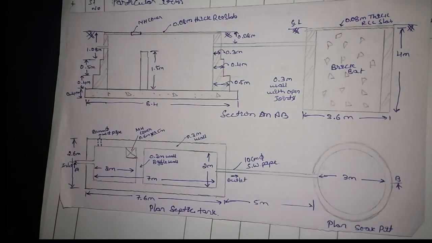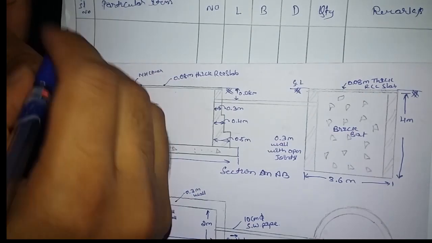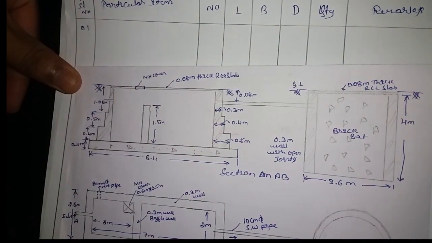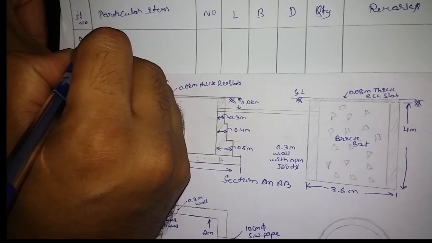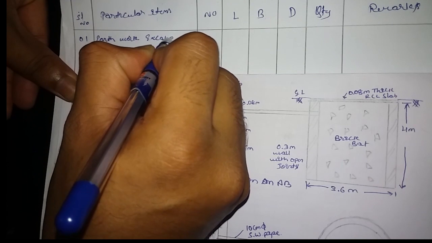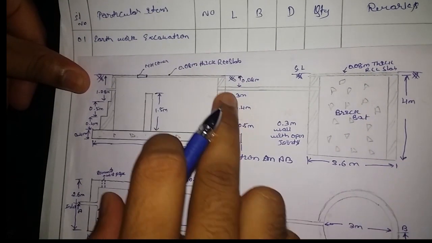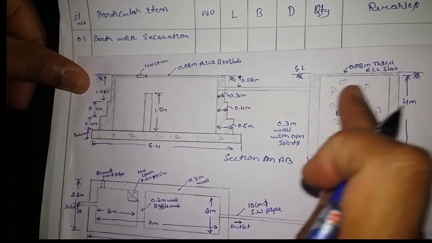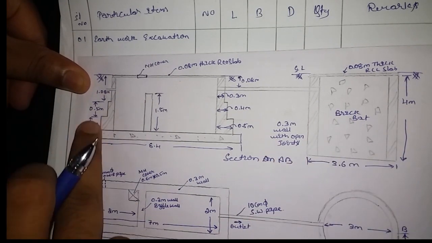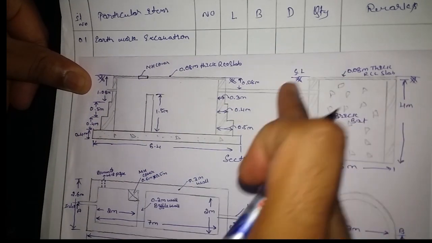Now we'll explain one by one, starting to solve this problem. After seeing the diagram, we move on to the solution. First asked is the earthwork excavation. In the sectional diagram, here we have the septic tank and here we have a soaking pit. So we need to find separately the earthwork excavation for the septic tank and also for the soaking pit.